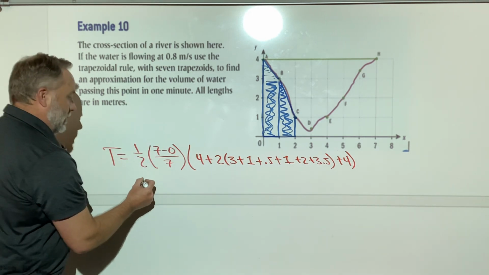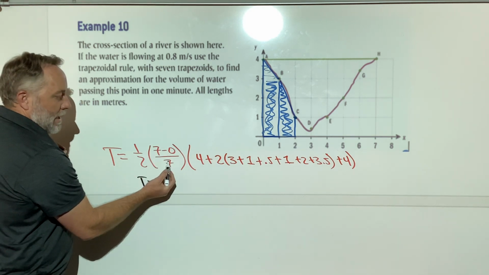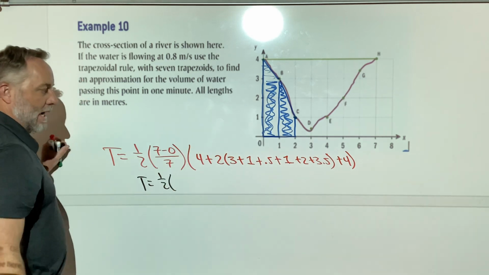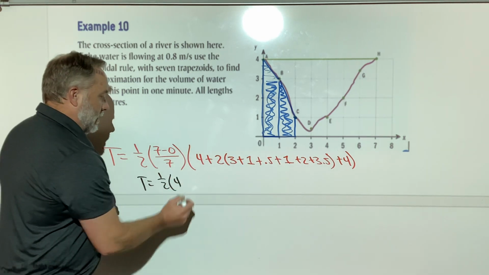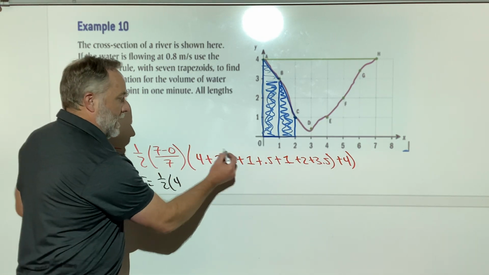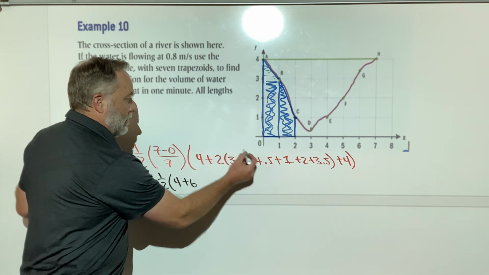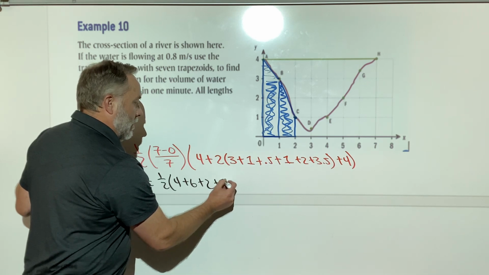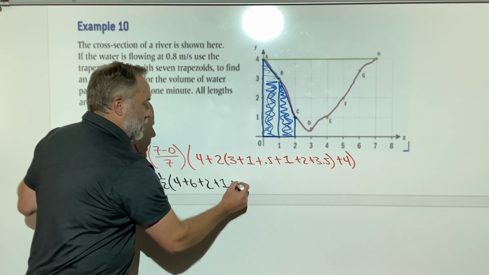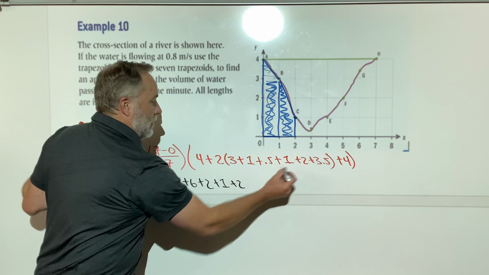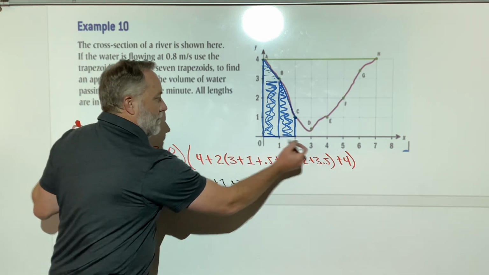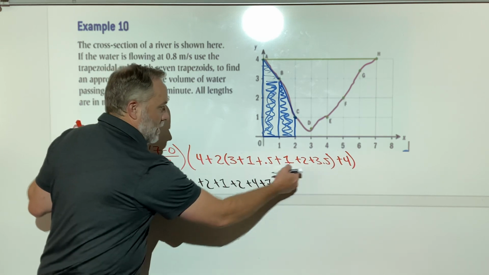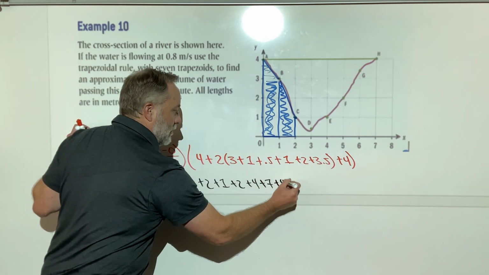And so that would be T is equal to 7 minus 0 divided by 7 is 1. 1 times 1/2 is 1/2 times, let's go ahead and just write this out so we can see what's happening. 4, 2 times 3 would be 6. 2 times 1 would be 2. 2 times 0.5 would be 1. 2 times 1 is 2. 2 times 2 is 4. And 2 times 3.5 is 7. And then that's 2 times all of those values, and then we still have this plus 4.